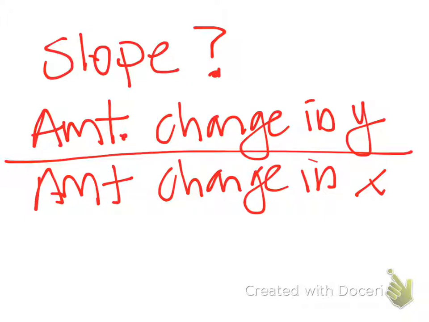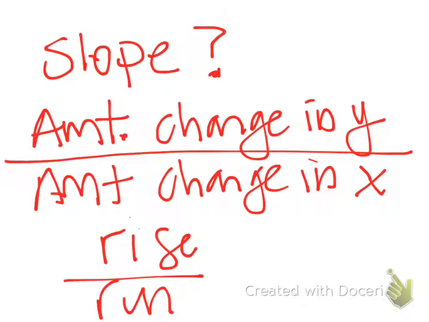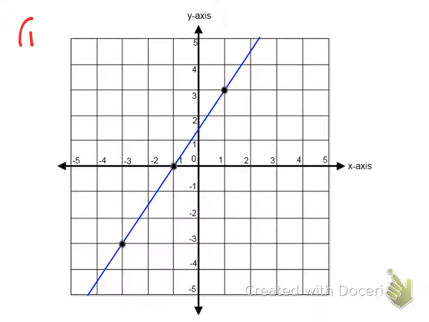You're comparing two quantities. We also call slope the rise over the run. The rise is how much you go up and down in the y values, and the run is how much you go left and right on the x values. So let's look at example number 1.